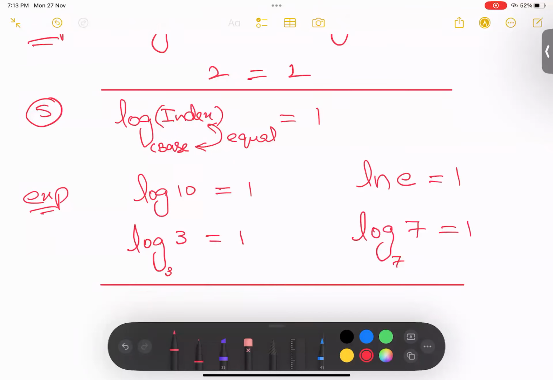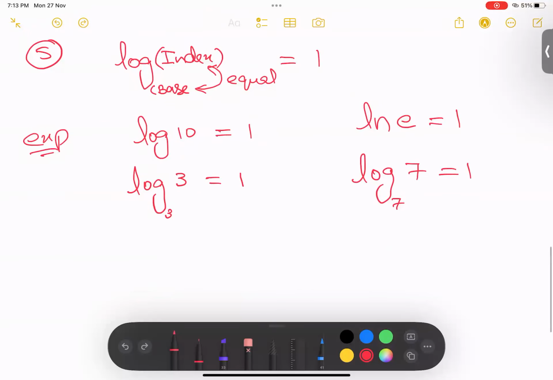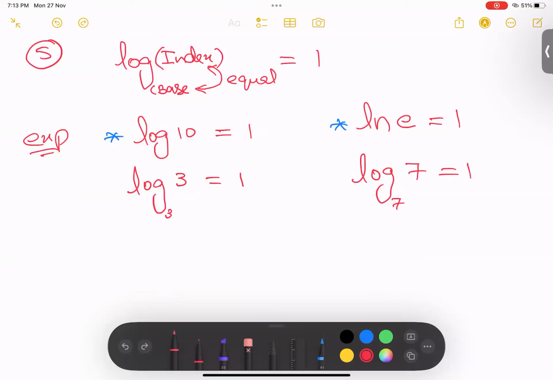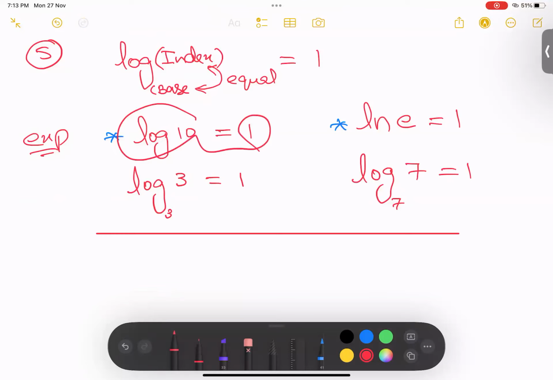I believe this point is very clear. But I will add something more here. These two, I put a star beside them. Why a star? Because this property and this property will be used a lot in the future. So I repeat, ln e is 1 and log of 10 is also 1. You can check in the calculator. In future, inshallah, we'll use this property again and again. So this part is very clear.